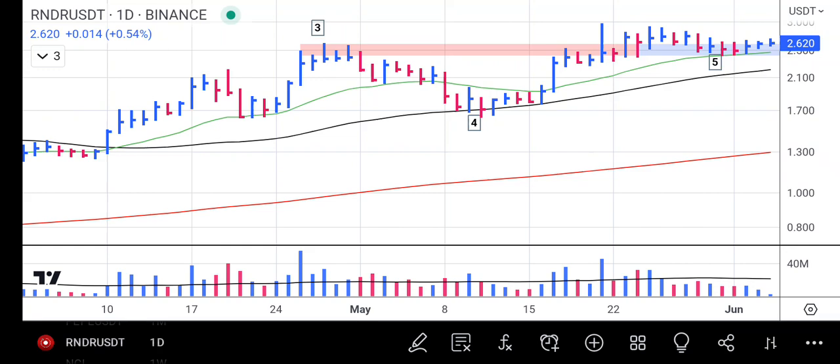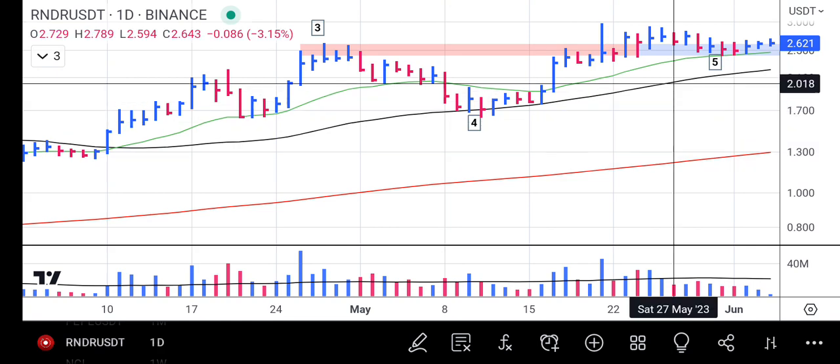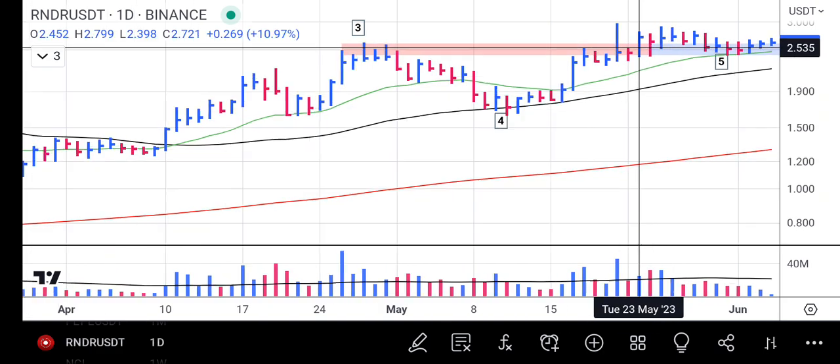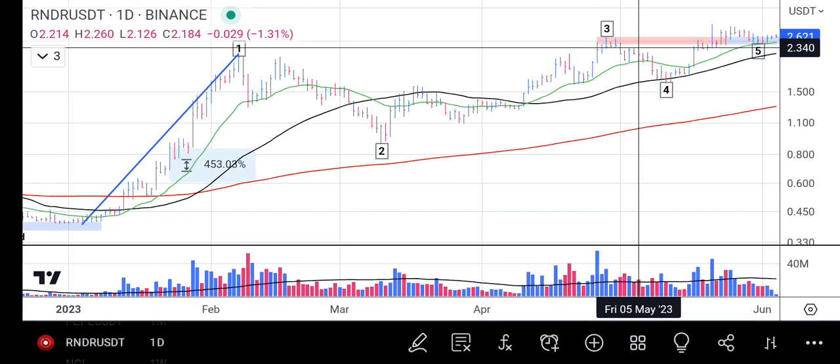Hello guys, welcome to today's analysis on Render token. Render token is still trading on its mini support zone, which was established after it broke a little bit above its resistance zone at point 3. Let me zoom out so you can see the big picture.